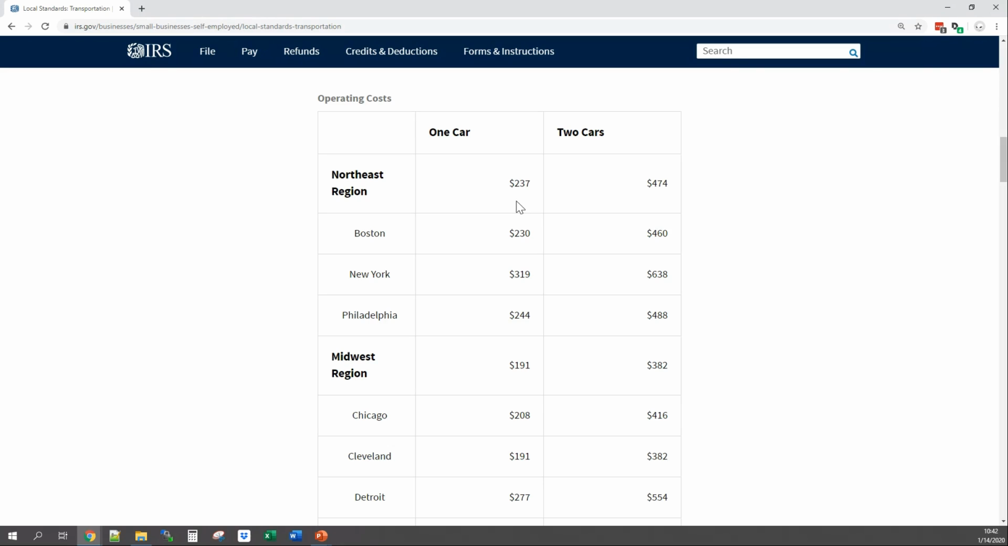However, in certain metropolitan areas, the IRS says that it's either cheaper or much more expensive to drive a car than it is in the Northeast as a whole. So in the Boston metro area, they're saying it's cheaper. In the New York City metropolitan area, they're saying it's much more expensive. Okay, and in the Philadelphia metro area, they're saying it's slightly more expensive.